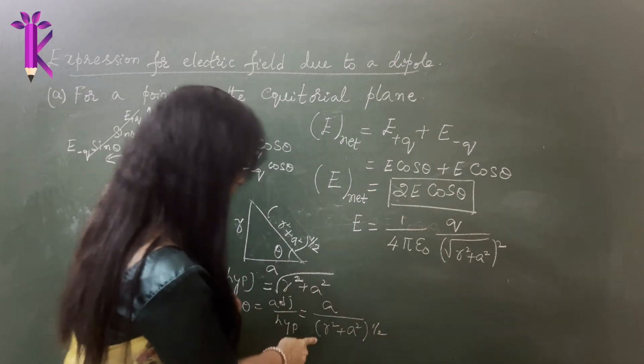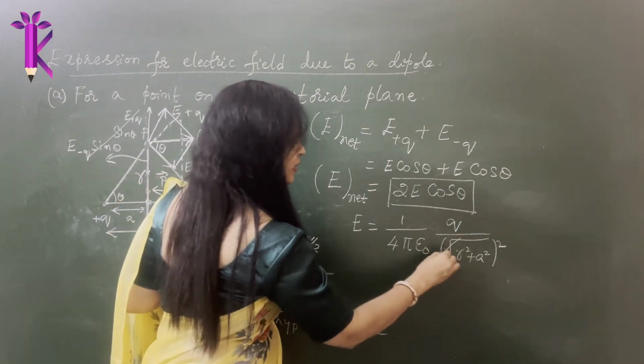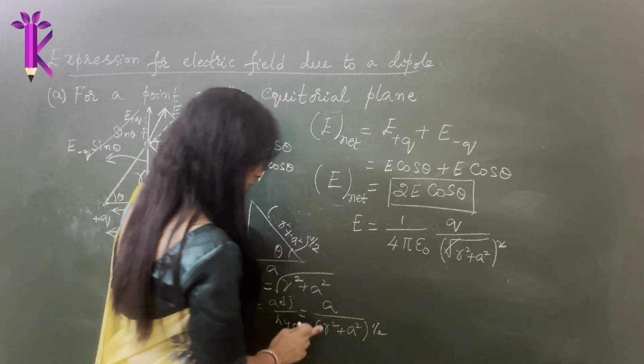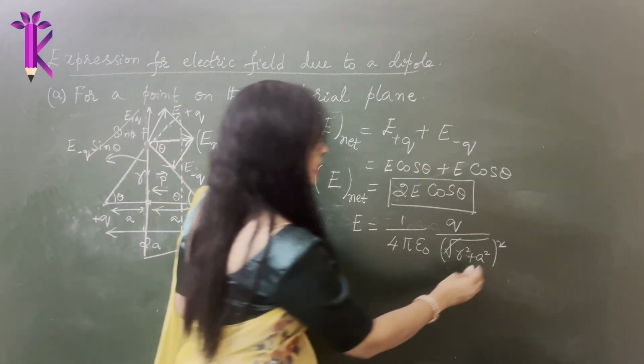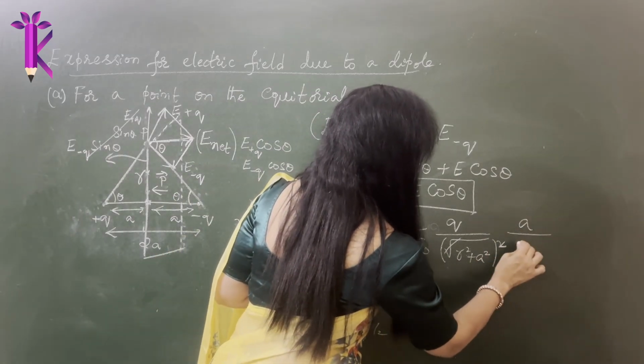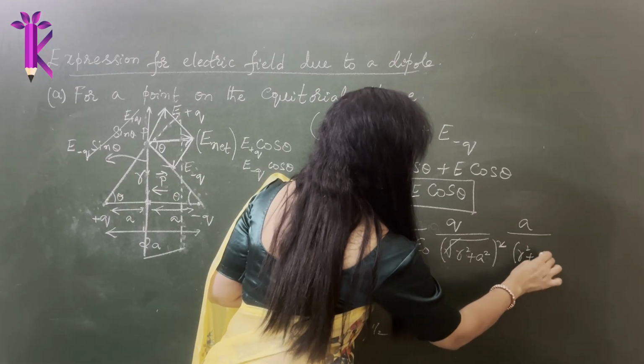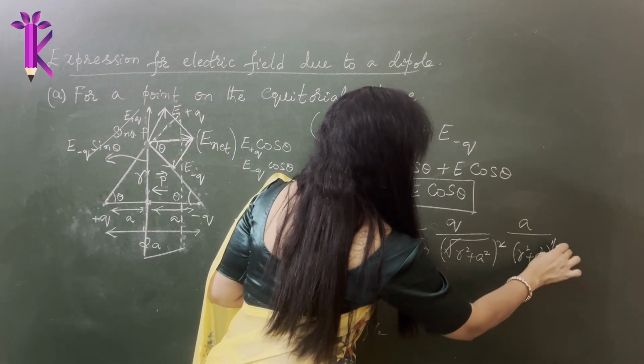What is the value of cos theta? So square and root cancels, right? So let that be there. What is the value of cos theta? Cos theta is A divided by R square plus A square whole to the power of half.